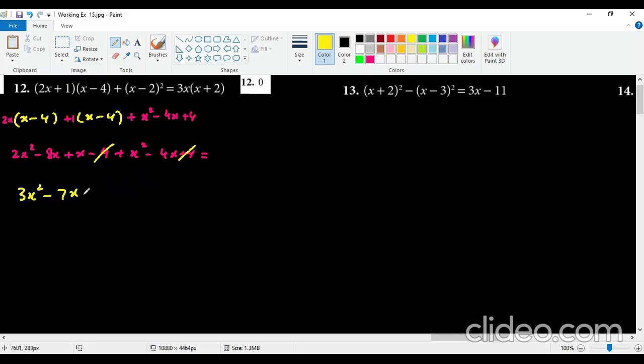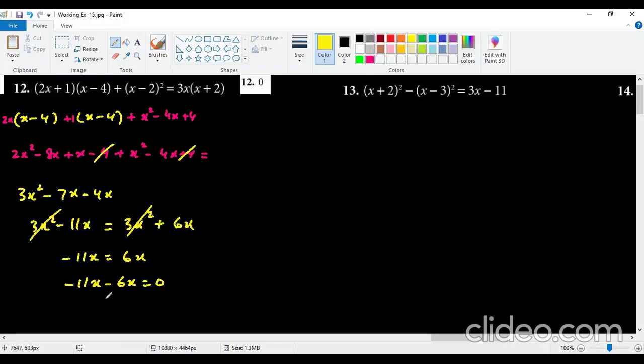And comes minus 4x too. So this is going to give us 3x square minus 11x. Now comes on to the left hand side. So expansion is going to give us 3x square plus 3 times 2 is a 6x. Now as you can see, these two are going to be cancelled. So negative 11x equals 6x. Now once we keep the like terms together, minus 11x minus 6x equals 0. And minus 11 and minus 6 is going to give you negative 17x equals 0. That means x equals 0 over negative 17.